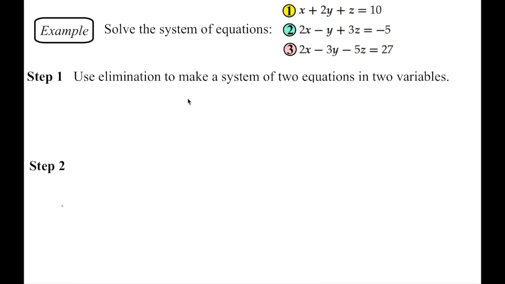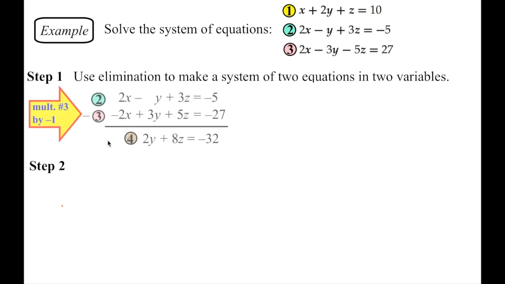And the way we're going to do that is to pick any two equations. I picked equation 2 and 3 because the x variable has the same coefficient. And I multiplied equation 3 by -1 to change the signs. And I'm going to add these together. So equation 2 I just rewrote. Equation 3 I multiplied by -1, which just changes all the signs. And then I went ahead and added those. You can see the x variables drop. I get 2y's plus 8z's equal to -32. So we have one equation now with two variables. And I used equation 2 and 3.